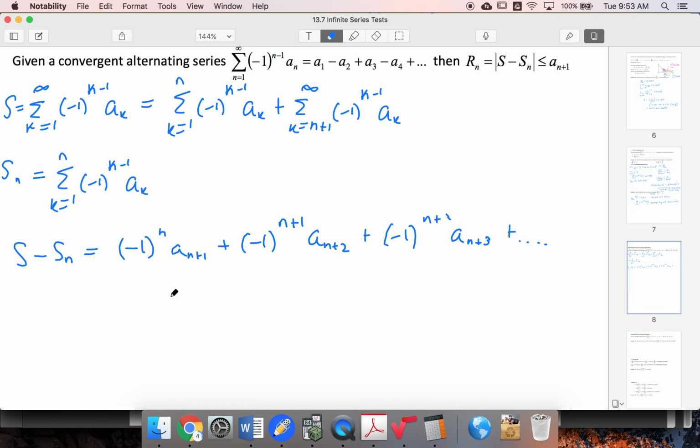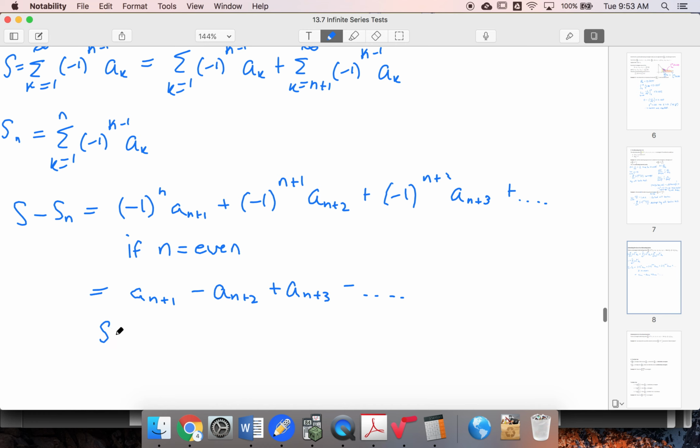So let's say that our n is positive. Sorry, not positive, obviously n is positive. Let's say our n is even. So if n is even, then we're going to end up with a to the n plus 1 minus a to the n plus 2, a to the n plus 3, minus etc.